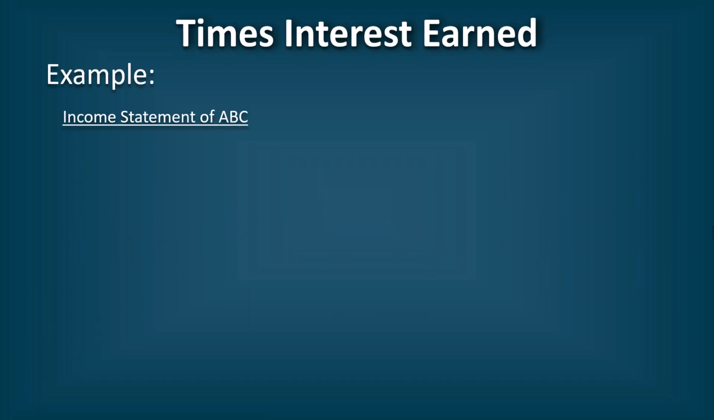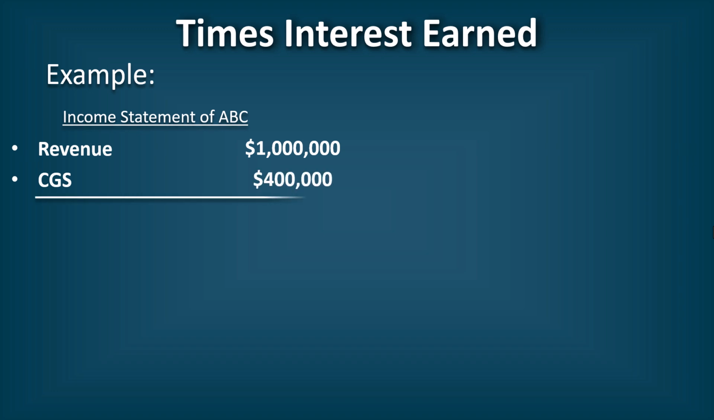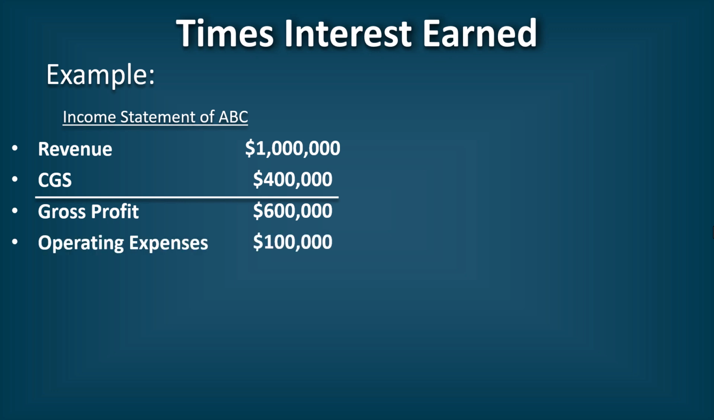Suppose a company has the following income statement for the year. Revenue, $1 million. Cost of goods sold, $400,000. So, gross profit equals $1 million minus $400,000, which equals $600,000. Then, operating expenses are $100,000. So, EBIT equals gross profit, $600,000, minus operating expenses, $100,000, which equals $500,000.